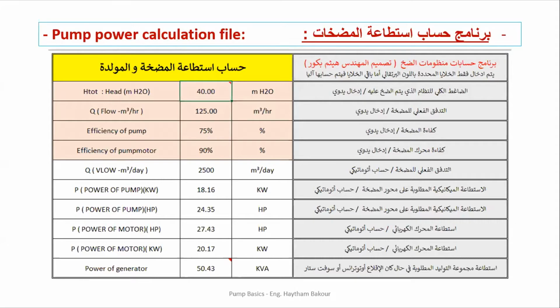Basically, the efficiency of the pump motor usually used is between 88 to 94%. Those are for the normal pump motor. There are many very advanced motors. As for electrical motors, they have reached 97 or 98%, but those are in special conditions, and it costs a lot. Okay, so the normal efficiency is 75 when you do the calculation.